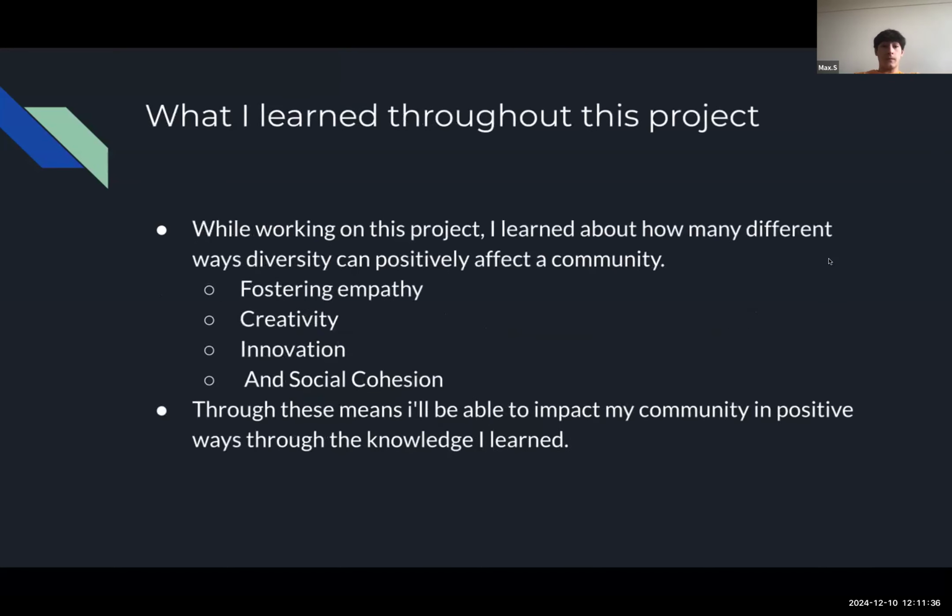And some key takeaways. What I learned while working on this project is how many different ways diversity could positively affect a community. From the community I live in, it fosters empathy, creativity, innovation, and social cohesiveness.